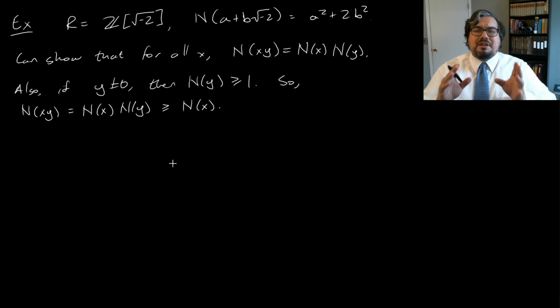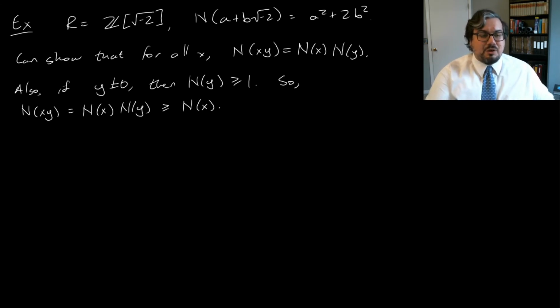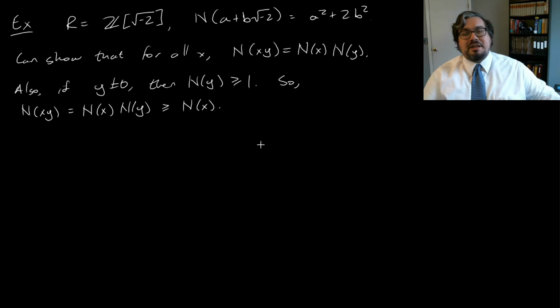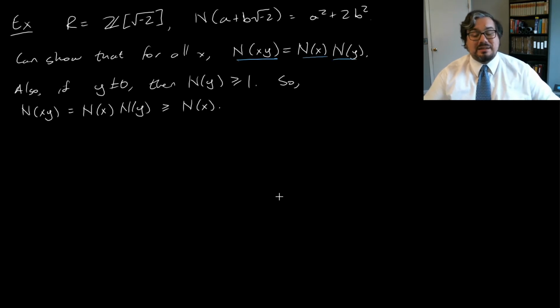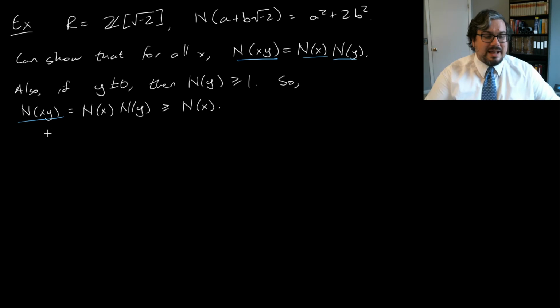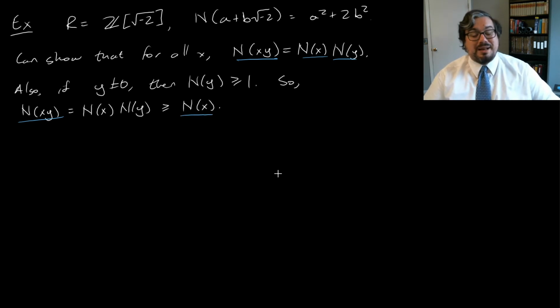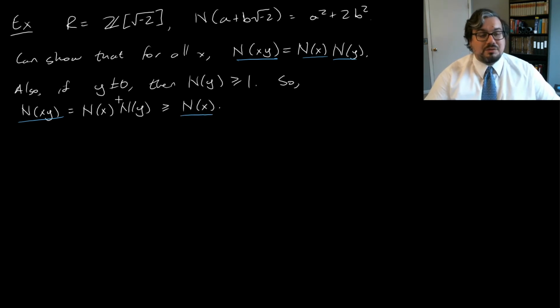Now, I should point out that in both of the situations that we've had so far, the function that we've used as our measure, absolute value just now, and our function N here, have had the property that N of xy is equal to N of x times N of y. This is not an uncommon thing to use, but it's not necessary. Notice that the condition for the Euclidean domain simply was that N of xy is greater than or equal to N of x when x and y are both non-zero.